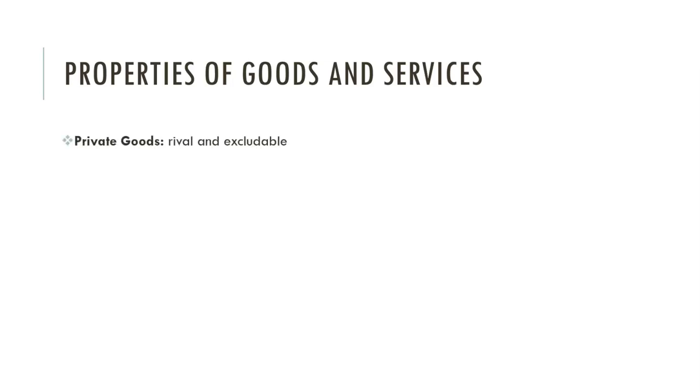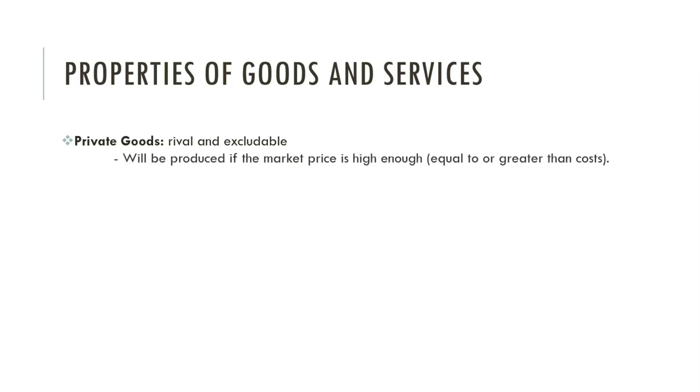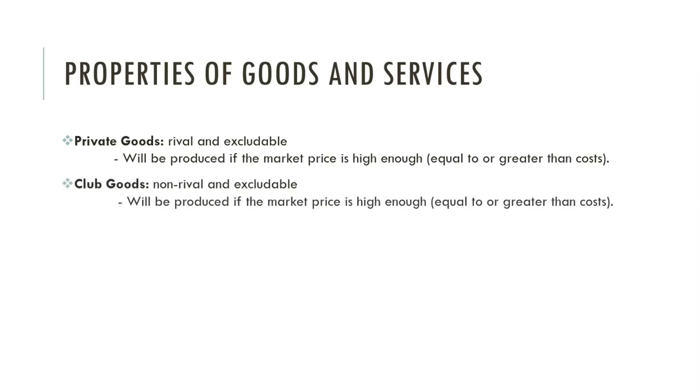If you're not a table person, I got you covered. We've got this next slide here. So if it's a private good, it is rival and excludable. It will be produced if the market price is high enough. So this is where we get shoes and clothes and hats and houses and all the things that typically we think of in product markets. Club goods are non-rival but still excludable. They will also be produced if the market price is high enough.